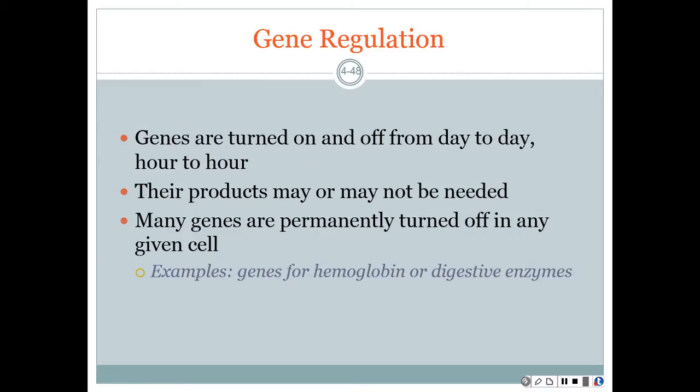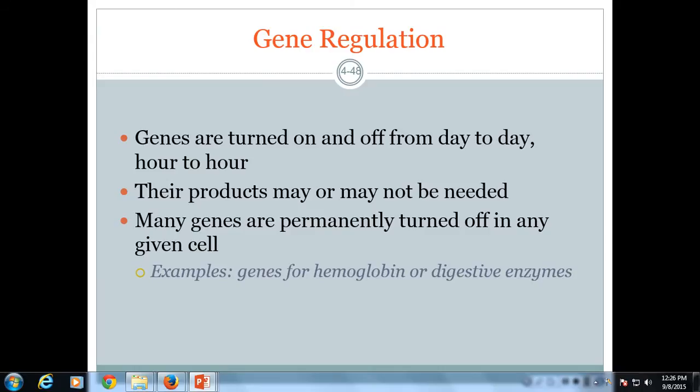Alright, so let's look at gene regulation. I believe this is the last section for this particular lecture. Genes are regulated by a number of factors that turn them on or off as their products are needed. The production of casein by mammary gland cells is an example of gene regulation.